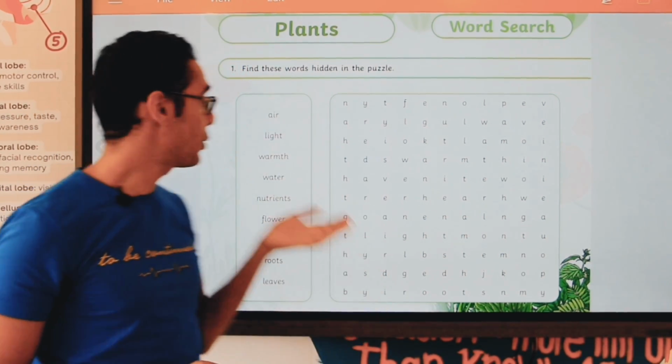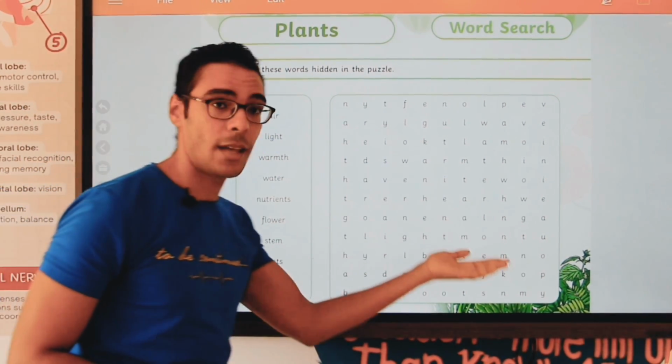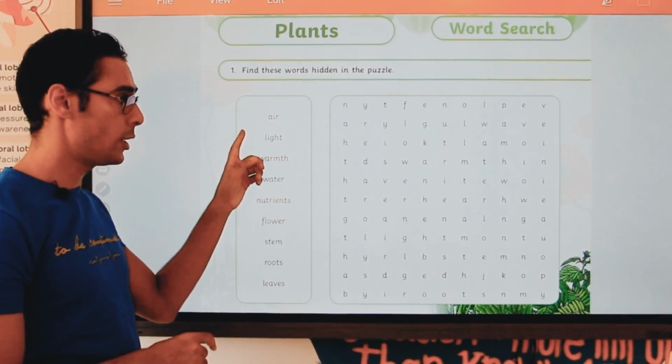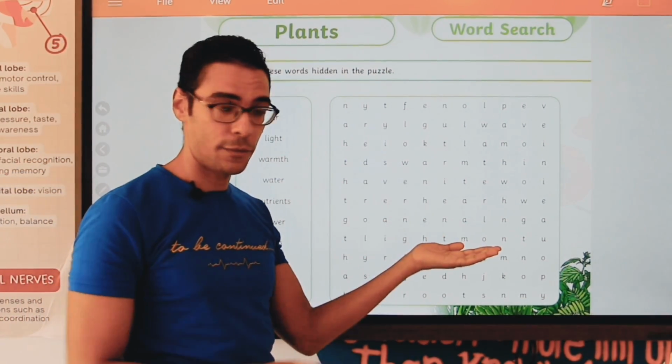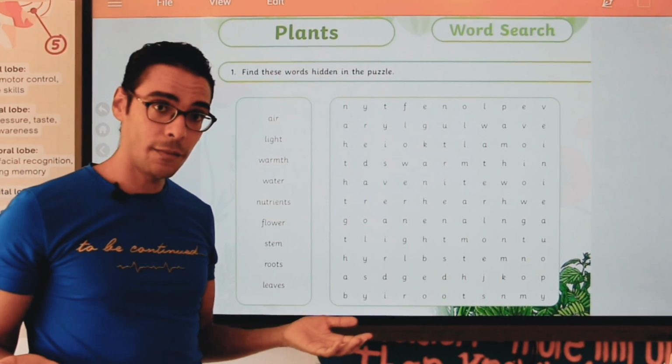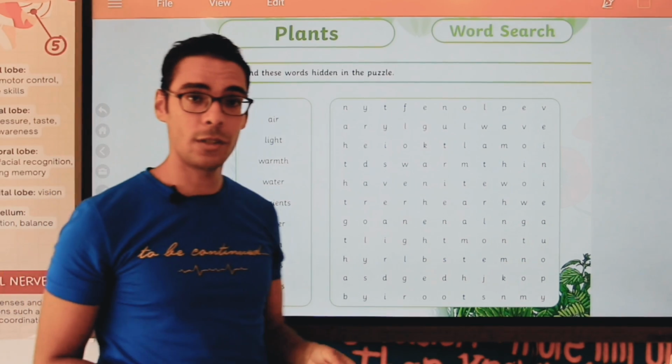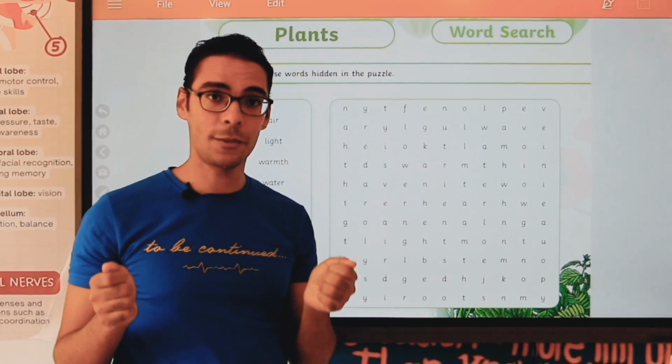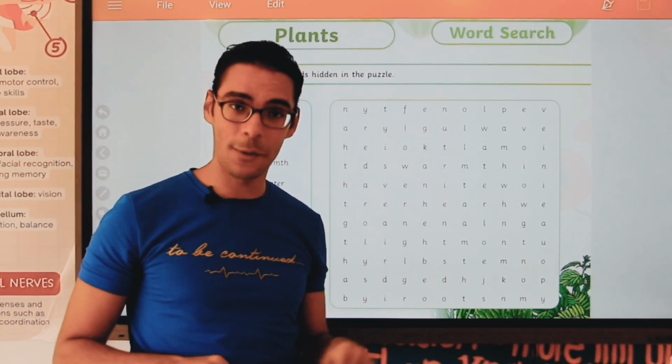You need to search for these words here in this area. You need to read the word and pick it up from this area. Can you get all of them? If you can get all of them, when you finish this activity, take a screenshot and send it back to me in the comments below.